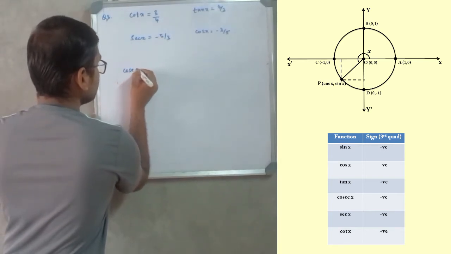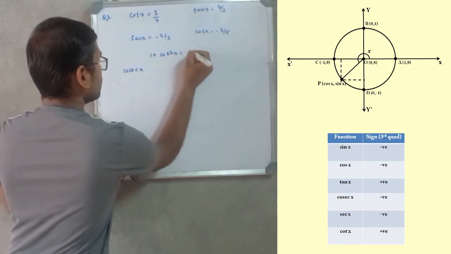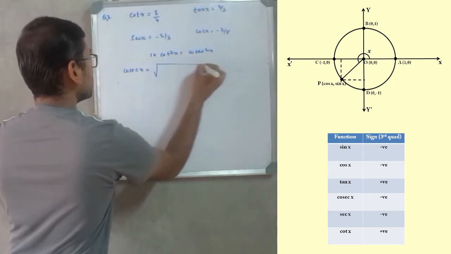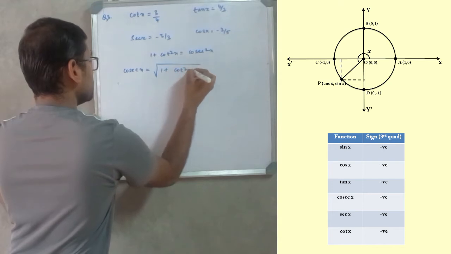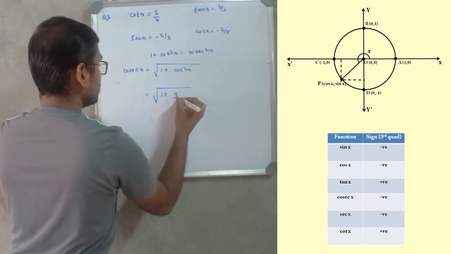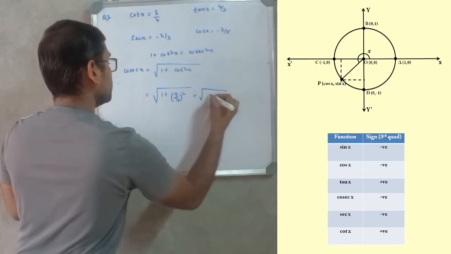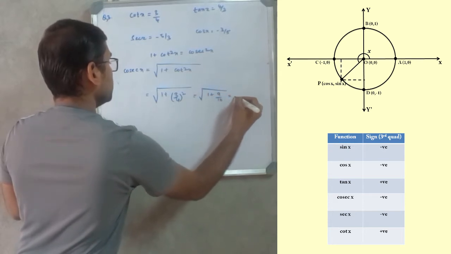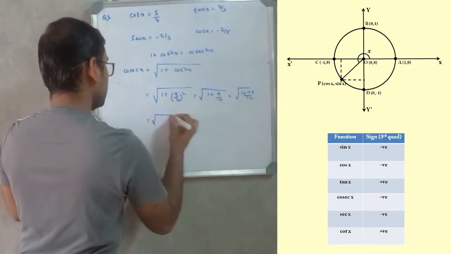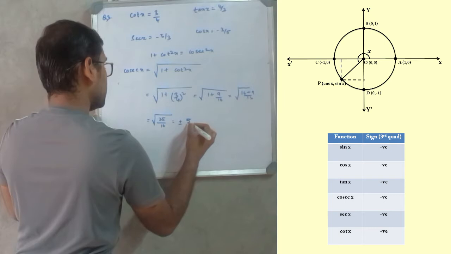The value of cosec x can be easily found using the relation which is 1 plus cot square x is equal to cosec square x. From this relation, I can write cosec x is equal to under root 1 plus cot square x. Now we have the value of cot x, which is 3 by 4, so this will be under root 1 plus 3 by 4 whole square. So this will be 1 plus 9 by 16. This will be 16 plus 9 by 16. This will be 25 by 16. Finally, it will be plus or minus 5 by 4.